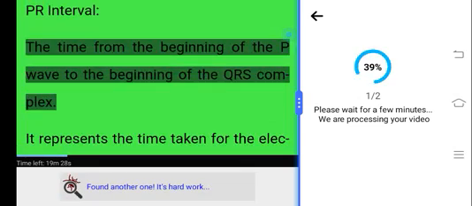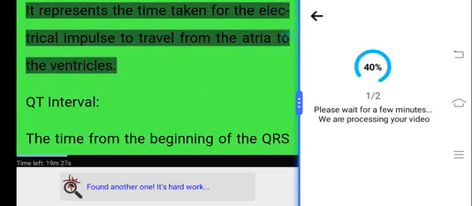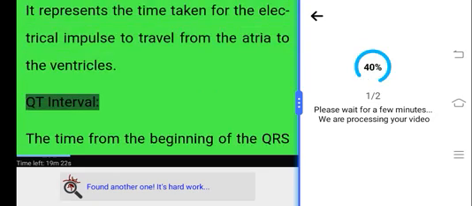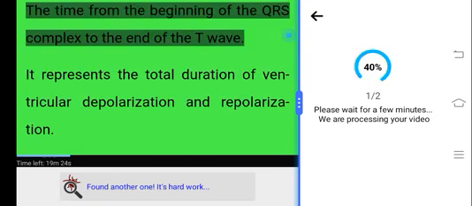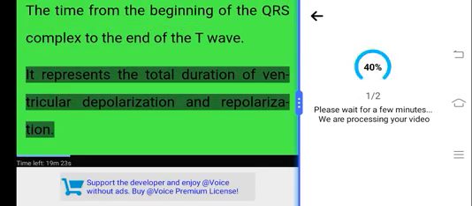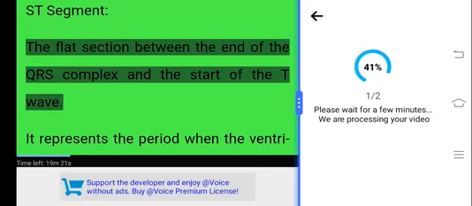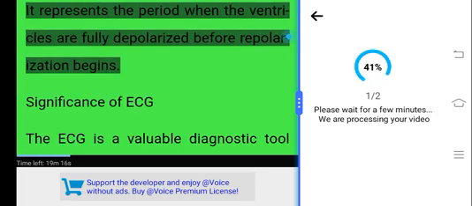PR interval. The time from the beginning of the P wave to the beginning of the QRS complex. It represents the time taken for the electrical impulse to travel from the atria to the ventricles. QT interval. The time from the beginning of the QRS complex to the end of the T wave. It represents the total duration of ventricular depolarization and repolarization. ST segment. The flat section between the end of the QRS complex and the start of the T wave. It represents the period when the ventricles are fully depolarized before repolarization begins.